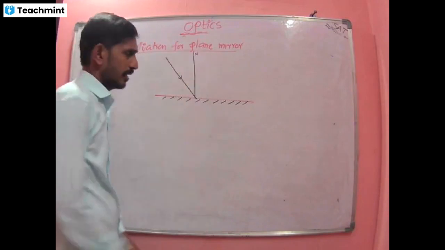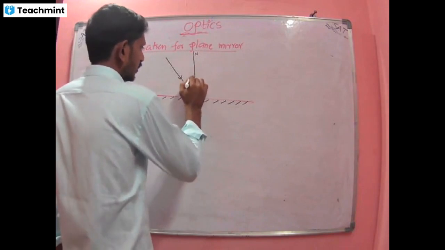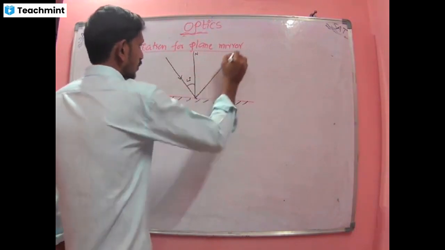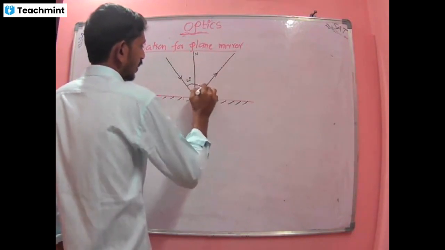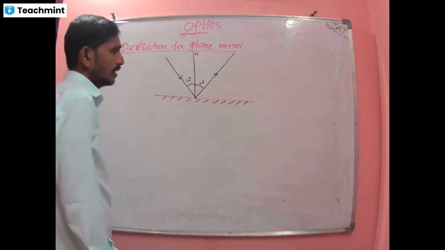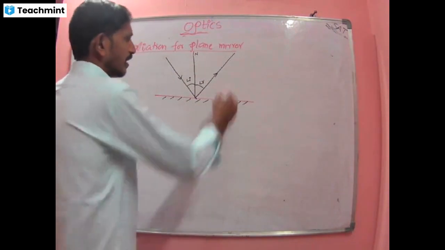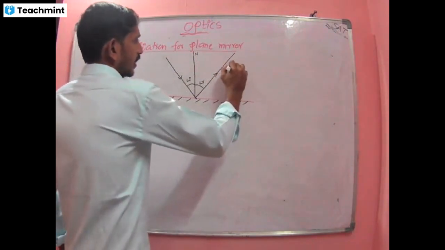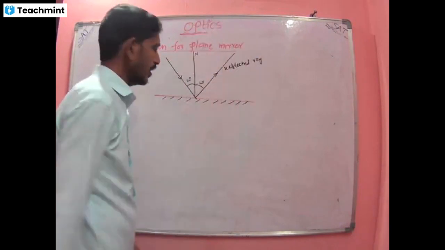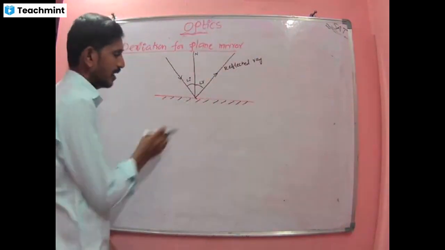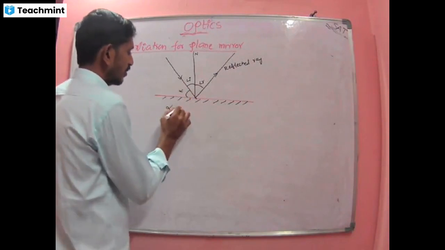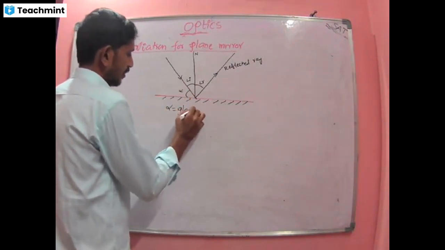Next, the reflected ray. This is the angle of incidence, and the angle of reflection. The reflected ray must bounce back into the same medium. This is my reflected ray, and this is the angle of reflection, r. Actually, what does deviation mean? This is the reflected ray. And this angle, the angle between the surface and the incident ray, is the glancing angle. That is alpha. Alpha is called the glancing angle.